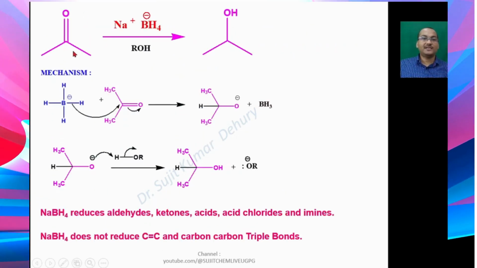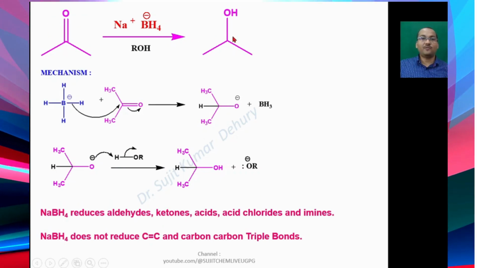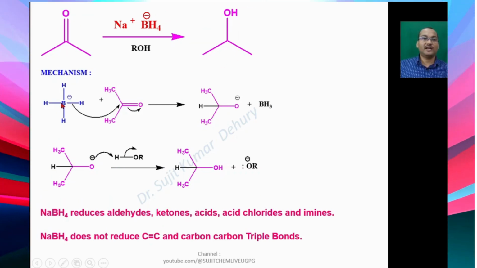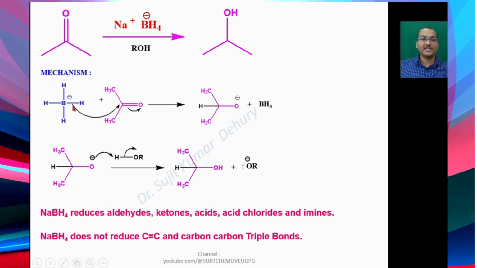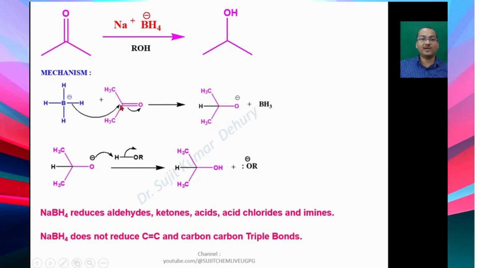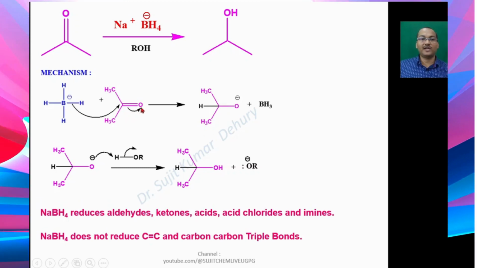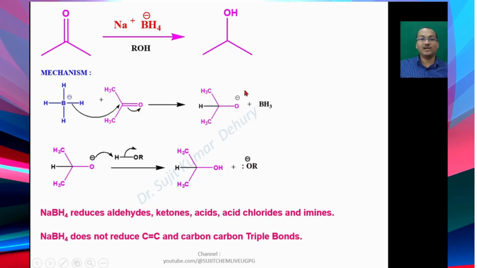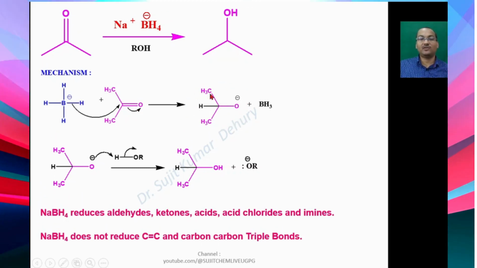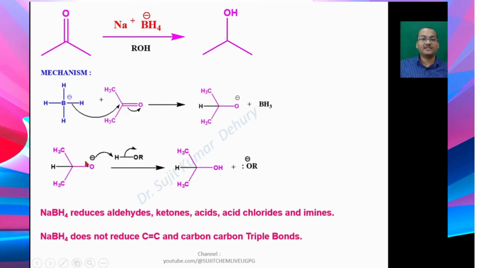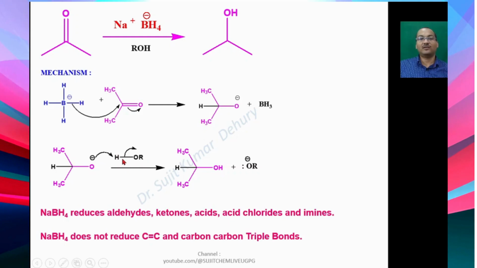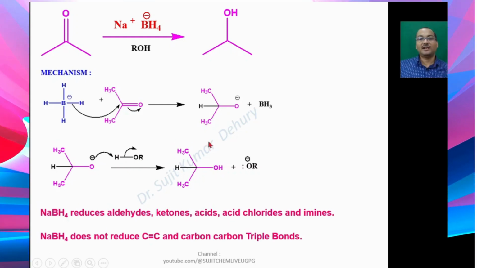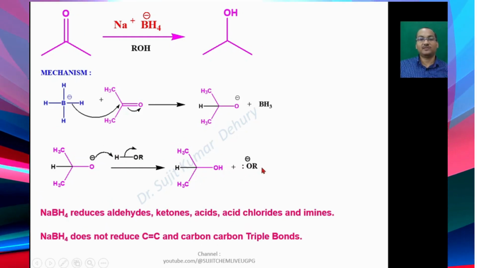So what is the mechanism for conversion of keto compound to alcohol? Here again BH4 minus, so again hydride transfer will take place. H minus will attack this carbonyl carbon and C double bond O will break on oxygen. You will end up with this tetrahedral intermediate, the oxyanion. This oxyanion takes the proton from solvent, let's say alcohol, so you generate the alcohol plus OR minus.